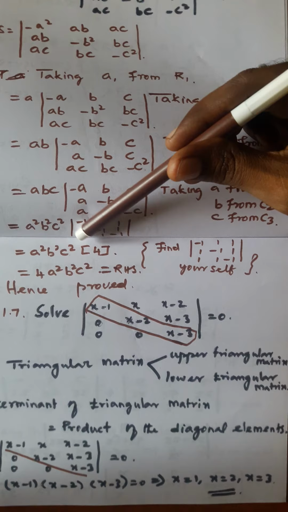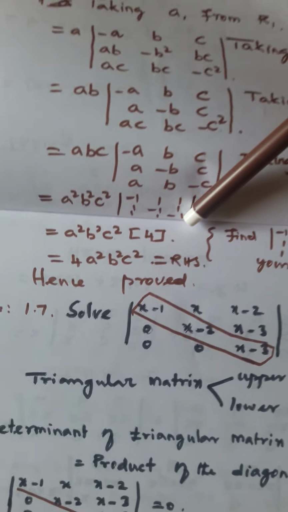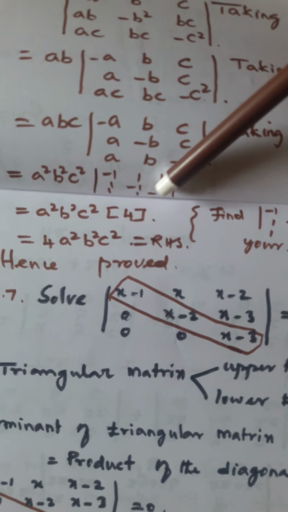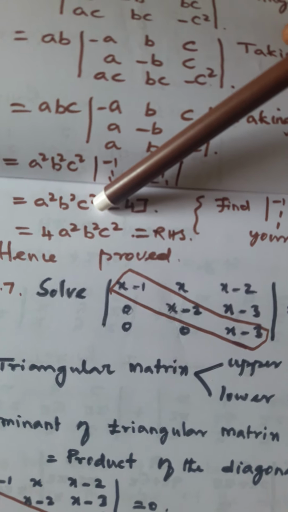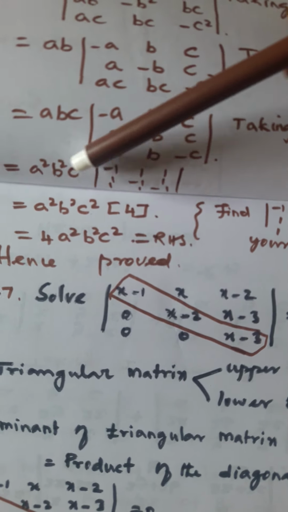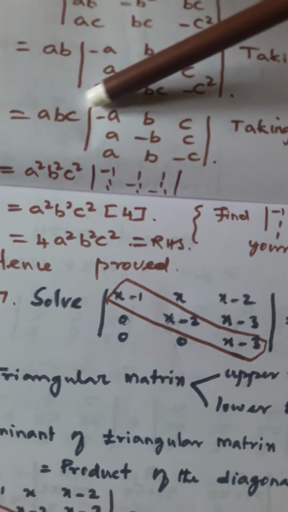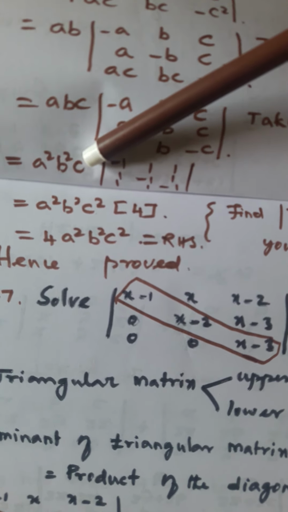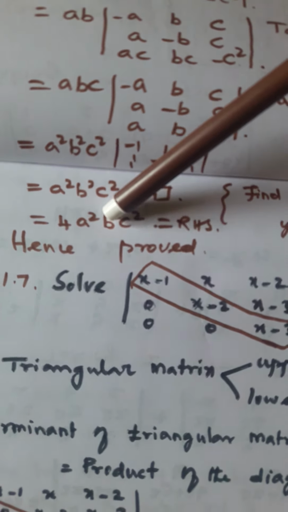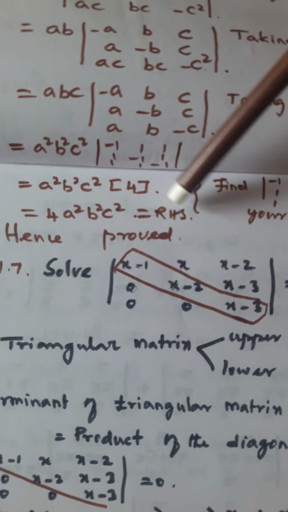So the determinant value you have to find yourself. So that is your side. Now a square b square c square into 4. So a square b square c square, like this a b c, when you are taking, it will be a square b square c square. So it is 4 times a square b square c square, equal to your RHS.